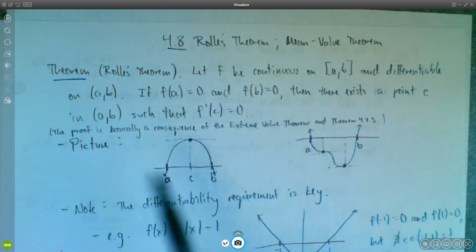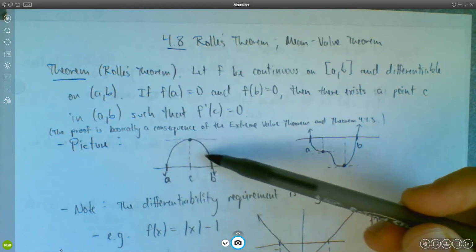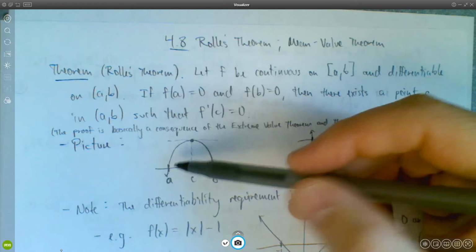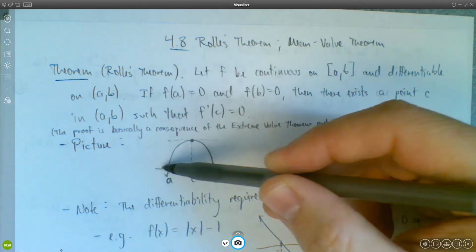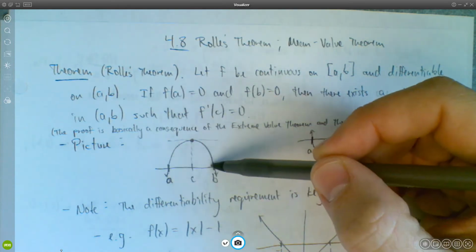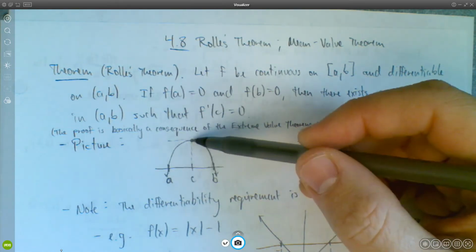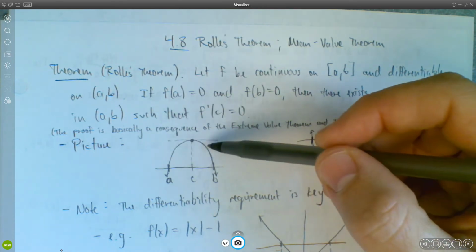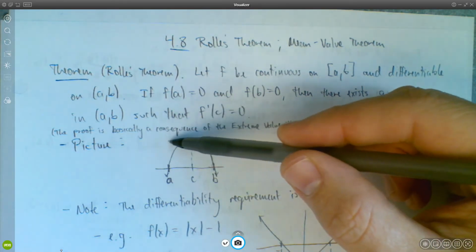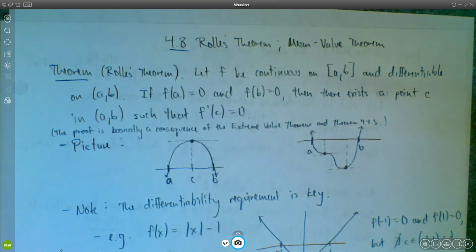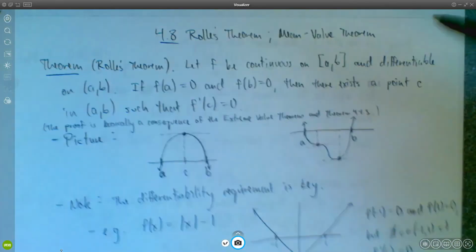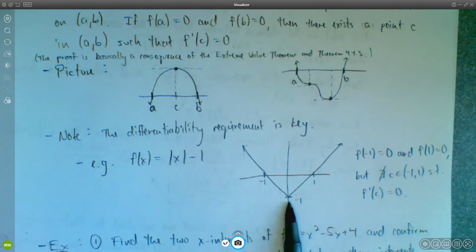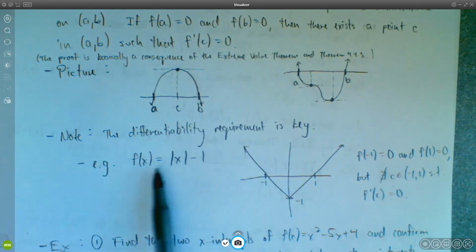So if you have this function and it's continuous and differentiable, and if the function is 0 at the two endpoints of the interval, then somewhere within the interval there has to be a place where the derivative is 0. In other words, there has to be a place where you have a horizontal tangent line. That has to be the case because the function has to turn around somehow. And if it's differentiable, then it doesn't have any sharp points, right? So differentiability is really key, right?